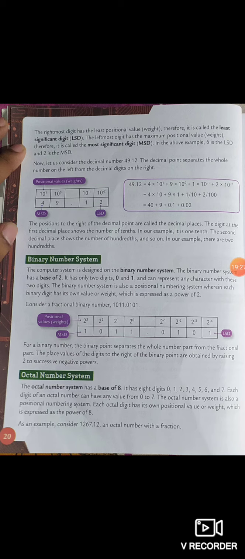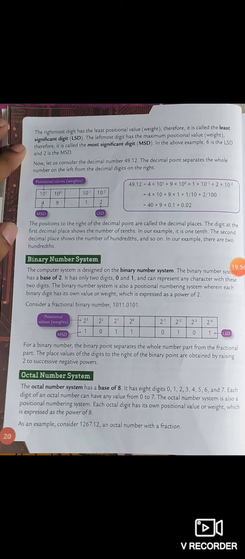Positional values weights 2 to the power q. You can see here is the decimal point. From right to left, here is 2 to the power 0, 2 to the power 1, 2 square, then 2 cube, and after the decimal point from right to left there is 2 to the power minus 1, 2 to the power minus 2, 2 to the power minus 3, and 2 to the power minus 4.